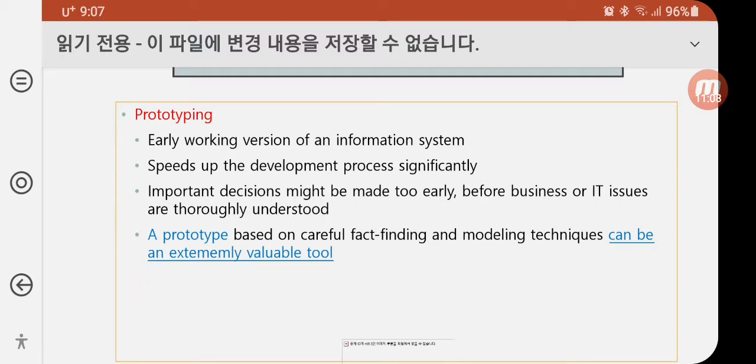CASE tools, computer-aided system engineering tools. CASE tools provide an overall framework for systems development and support a wide variety of design methodologies such as structured analysis, object-oriented analysis, Agile methods. CASE tools can generate program code, which speeds the implementation process.